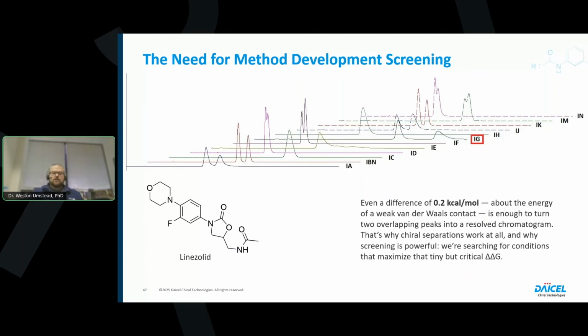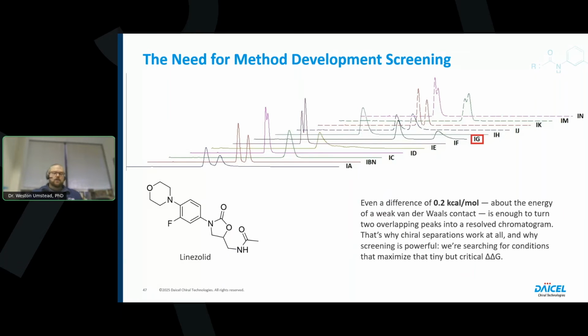Here, linezolid, screening it on IA through IN, we see that IG happens to give us a really nice separation of the two enantiomers. It also gives us an opportunity to start answering questions about solvent effects, like reversal of elution order. You notice here when I made the sample up, I didn't make it one-to-one. The separation here on IBN shows that the second enantiomer is in less concentration than the first. Then we go up here on IF, we notice that there is a reversal of elution order. So we can start answering some of these complex questions just by taking it through a screening process.